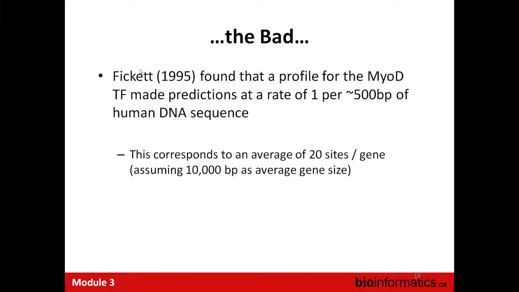The bad is that there are also lots of other sites that these models will predict, right? So you can find that some profiles will predict transcription factor binding sites every 500 base pairs of sequence or so. This will depend a lot on the information content of the motif, so how tall the letters in the sequence logo are, how many columns there are, et cetera. But for some simple motifs, you can find stuff like this. So you might find 20 sites per gene. Is this really realistic?